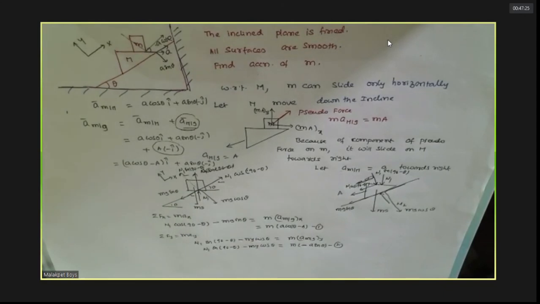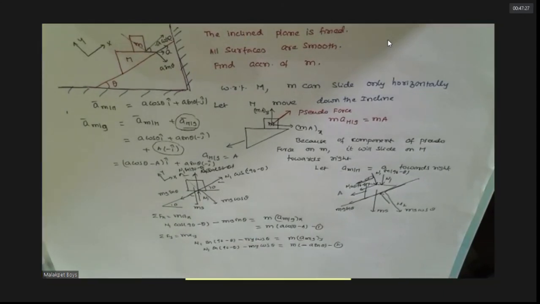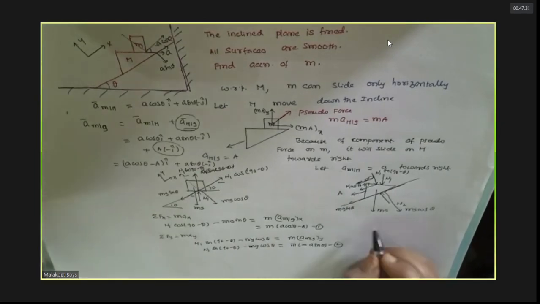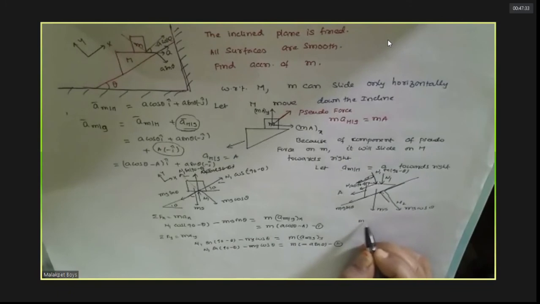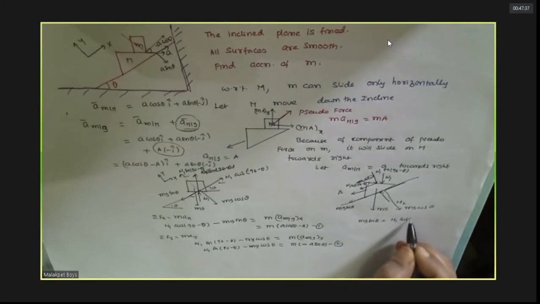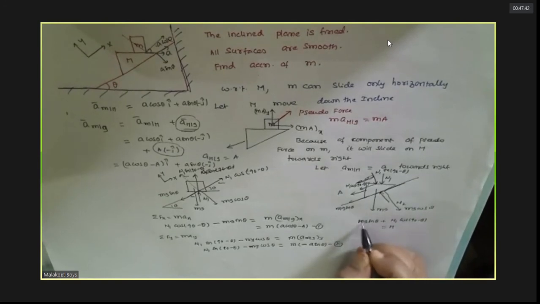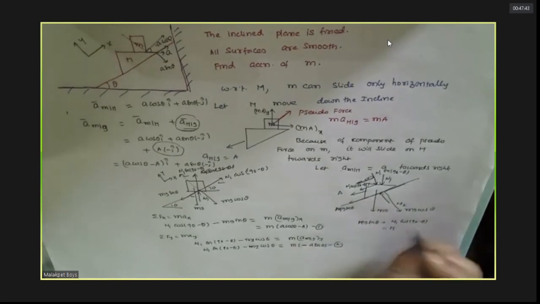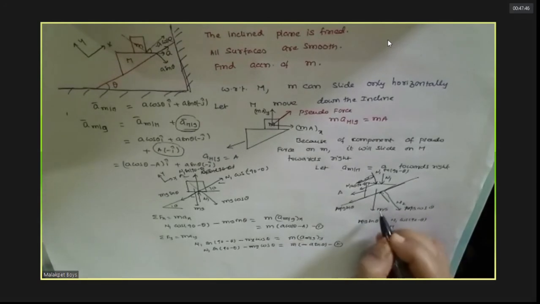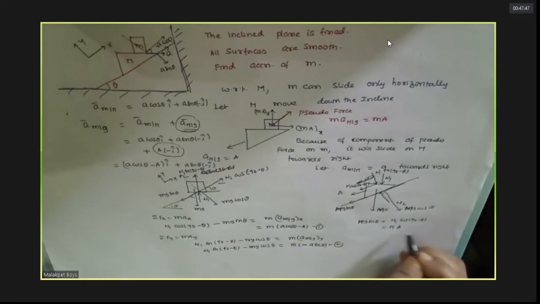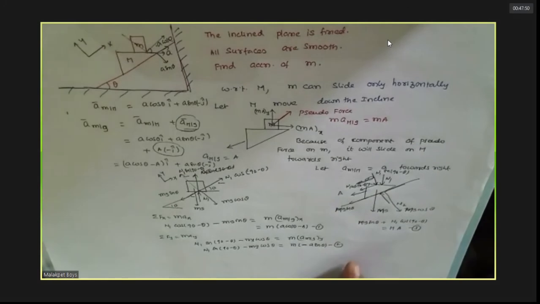Action-reaction pairs. Any doubt is there? Not until here. After that, we can frame the equations. Mg sin theta plus N1 cos (90 minus theta) is Ma. This is capital M, no? Third equation. Any doubt is there?